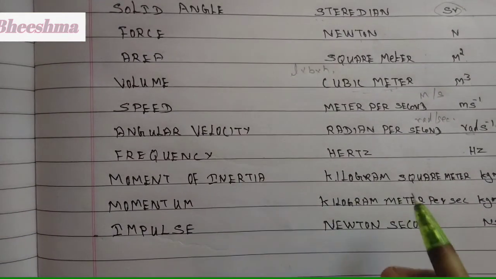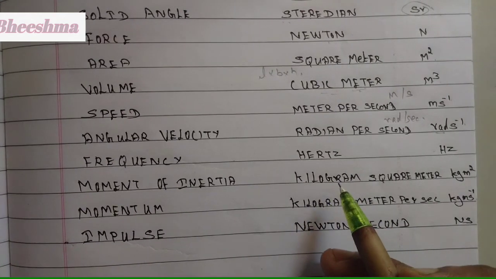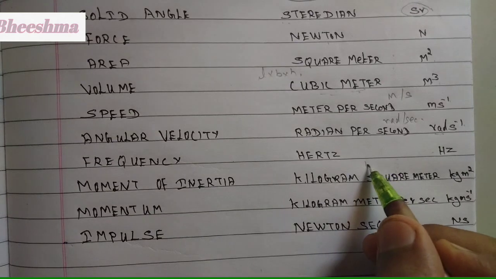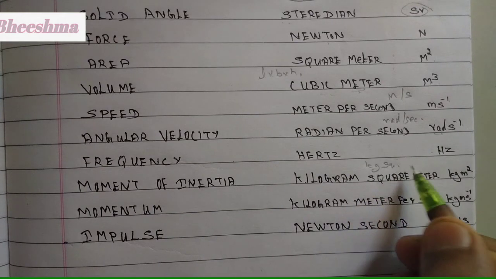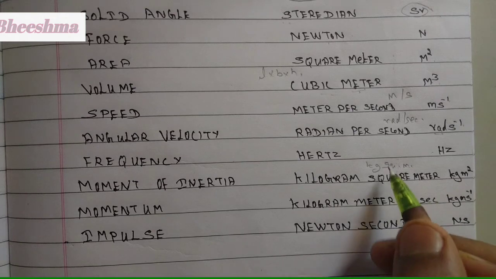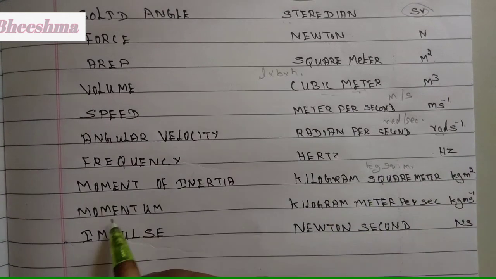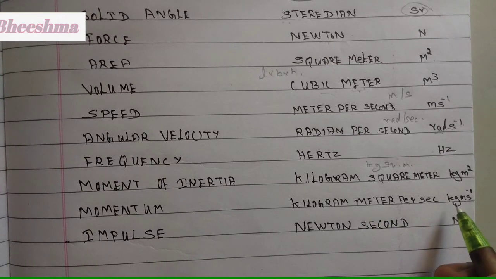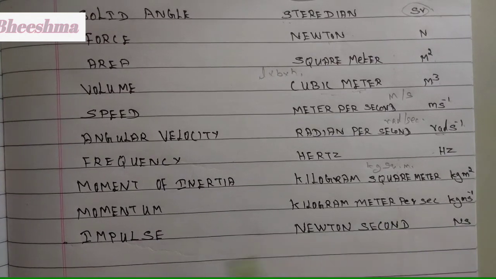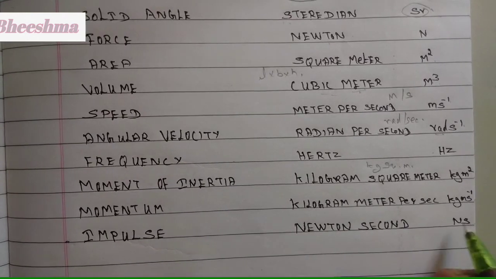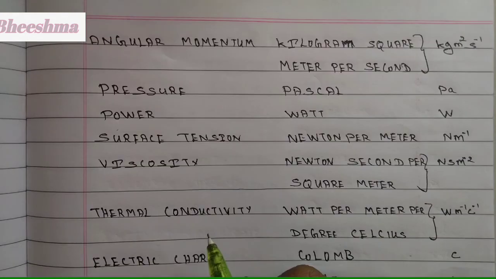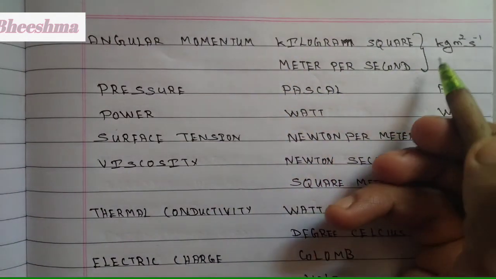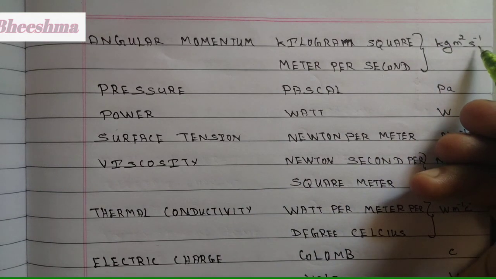Moment of inertia, kilogram square meter, kg m squared, that can be written like this. Momentum, kilogram meter per second, the symbol is kg m s power minus 1. For impulse, Newton second, that can be written as N s. For angular momentum, kilogram square meter per second, kg m squared s power minus 1.